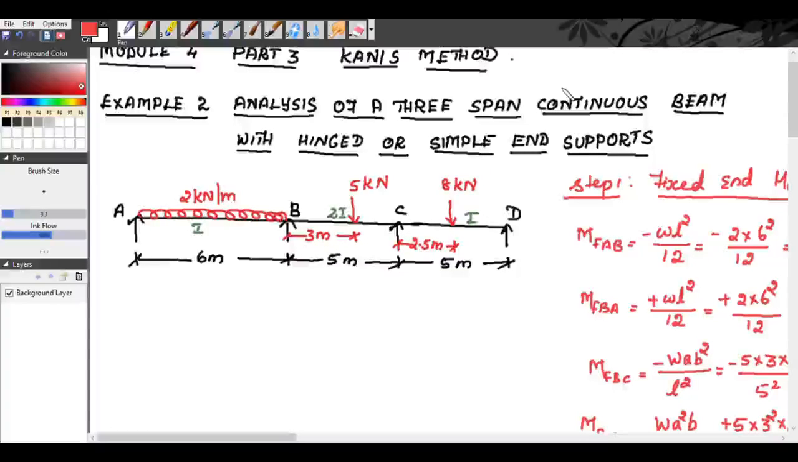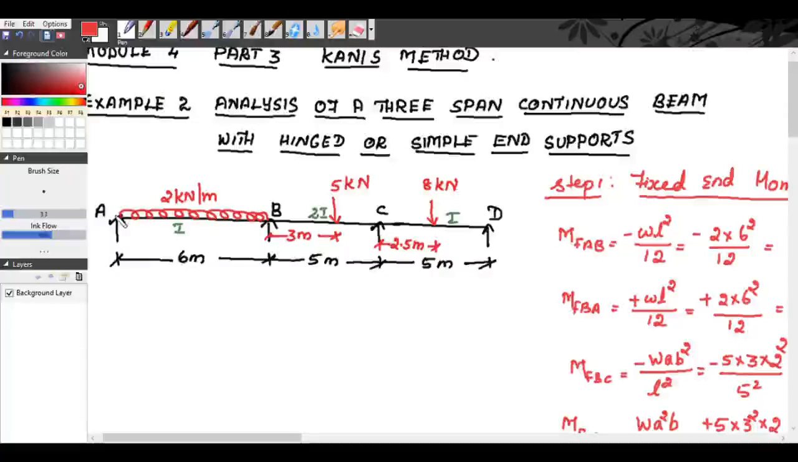Because the end supports are simple supports, we will release the end moment. The extreme supports A and D are simple supports, so since A and D are simple supports, we know the moment at A will be equal to 0 and the moment at D will be equal to 0. But since we have fixed end moments, these moments have to be transferred to the neighboring support, that is, the nearest support.